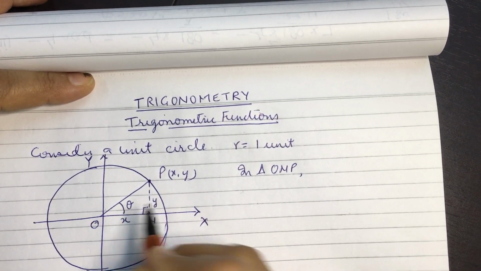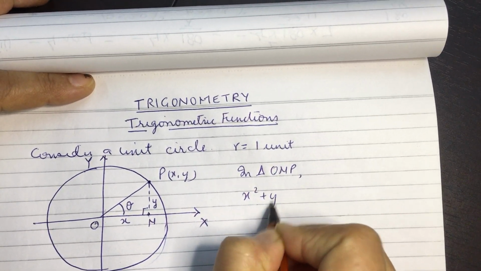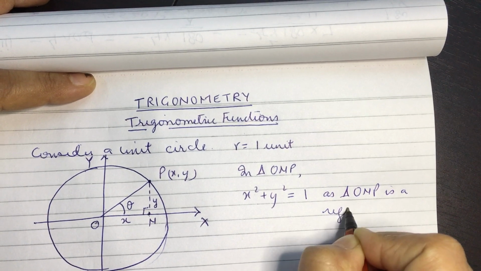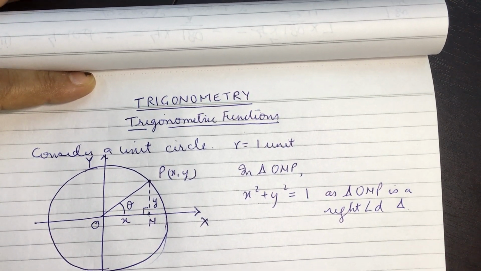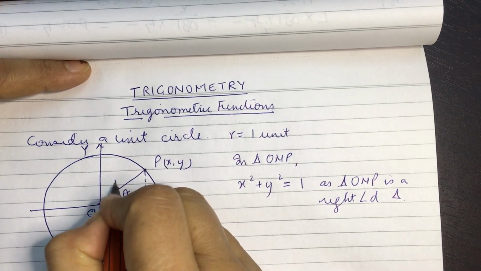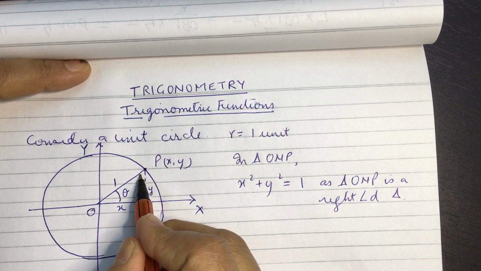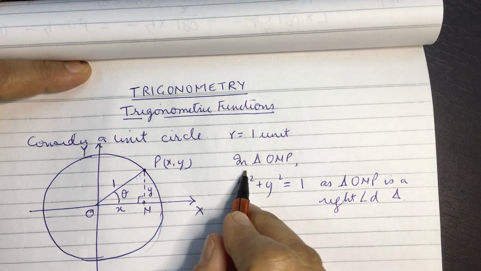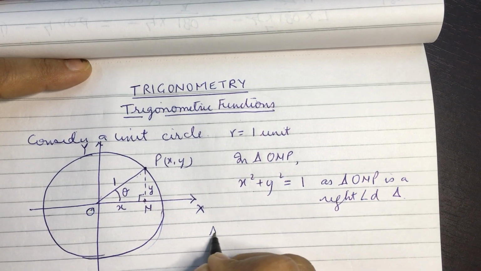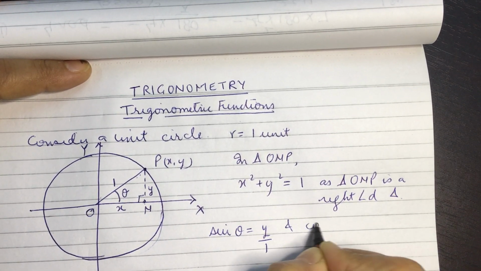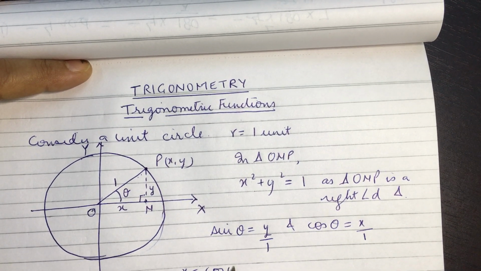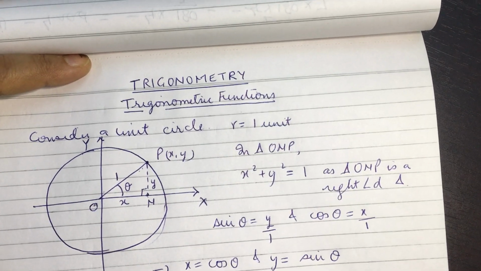You can use Pythagoras Theorem and see that x square plus y square equal to 1, as triangle ONP is a right angled triangle. Okay, so this is one thing. Now one more thing. OP, the radius of this circle, is 1. Right. Now in this triangle we can write sine theta equal to y over 1 and cos theta equal to x over 1, which gives us x equal to cos theta and y equal to sine theta.